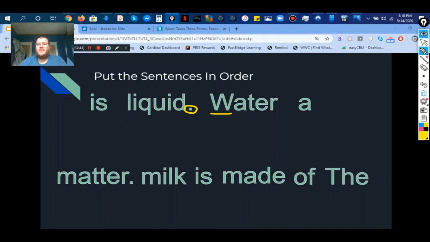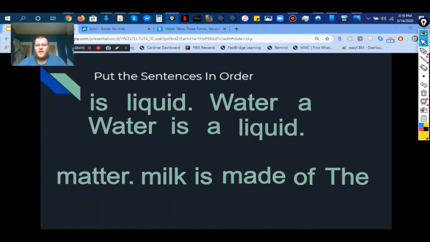Let's try to put this together. What do you think the first word is? Water. Correct. What is the second word? Is. Third word? And the last word is liquid. Good. Let's read this sentence together. Water is a liquid. And that's true.